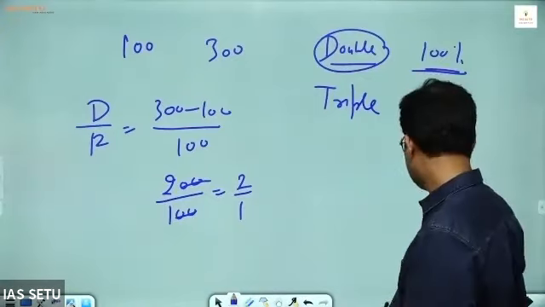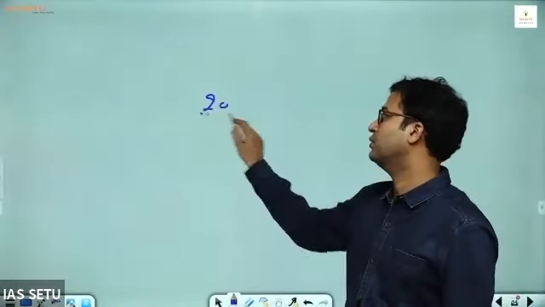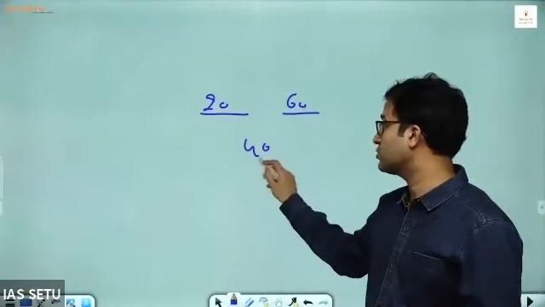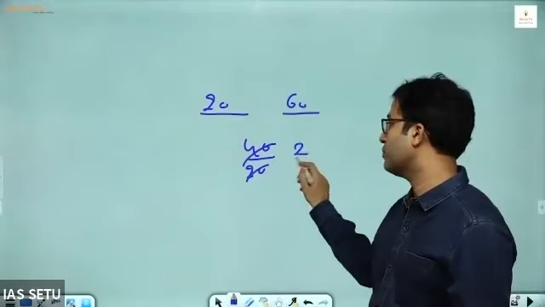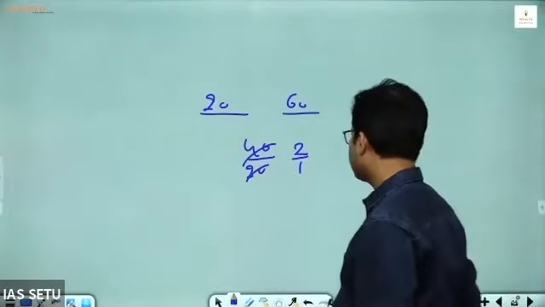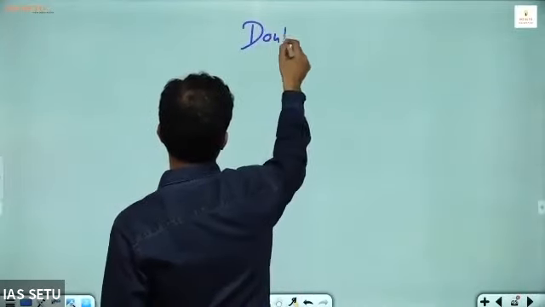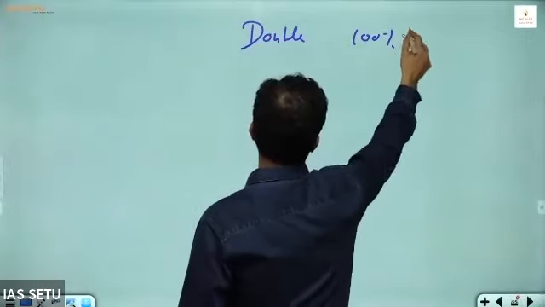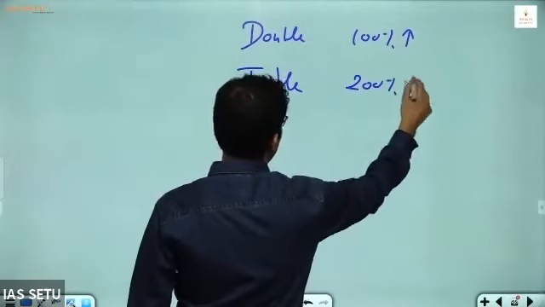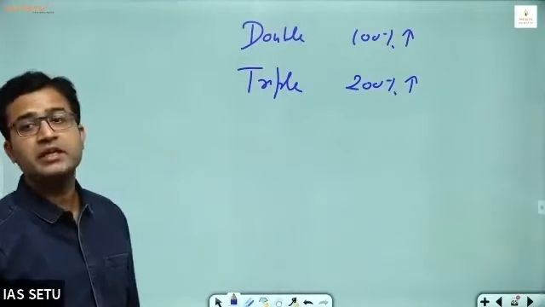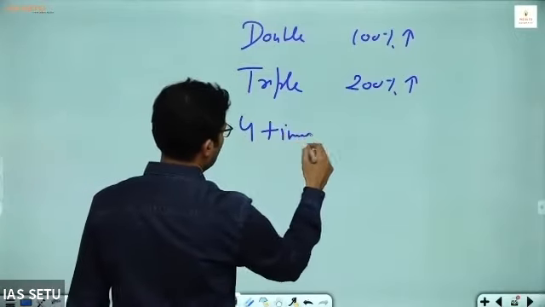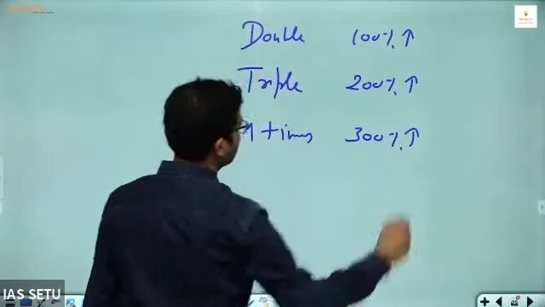Sanitizer, 100 ml, earlier cost 20 rupees, now it costs 60 rupees. So there is an increase of 40 rupees over 20. So this is 2 by 1, 200% increase is there. So you write, if anything becomes double, 100% increase is there. If anything becomes triple, 200% increase is there. Similarly, if anything becomes 4 times, 300% increase is there.